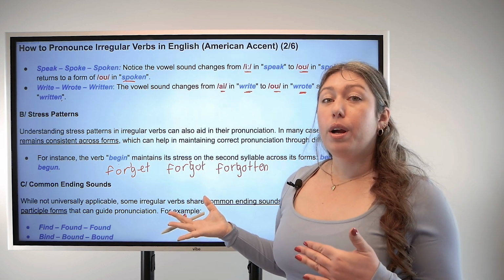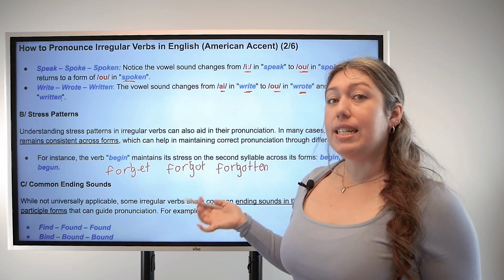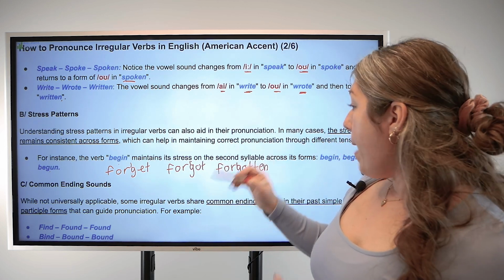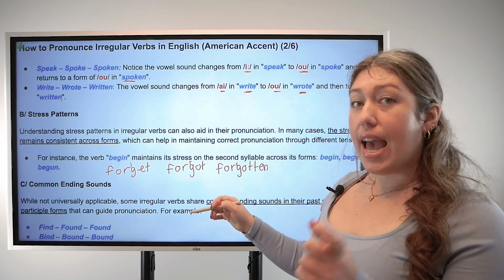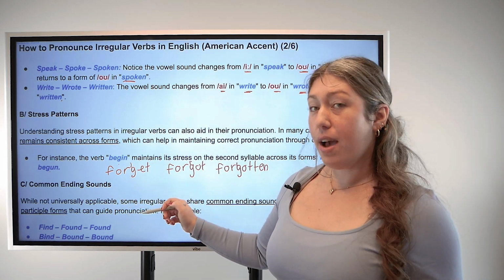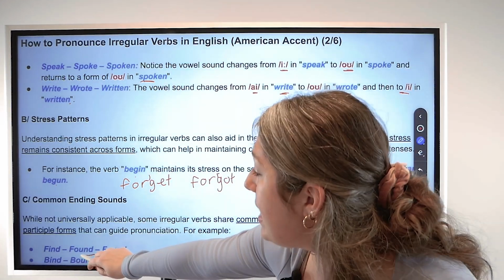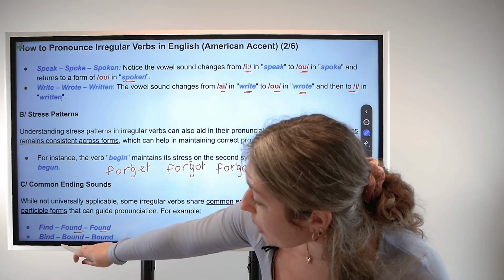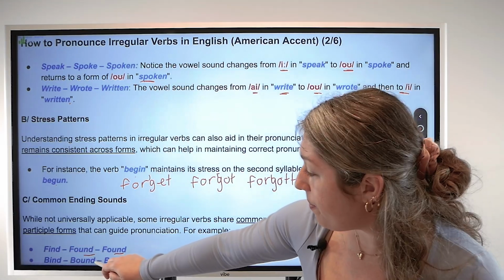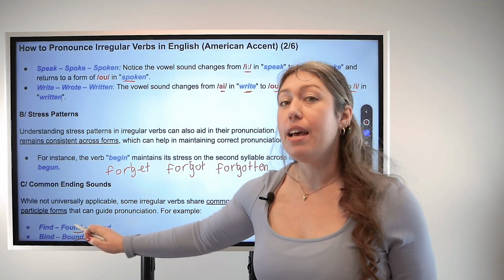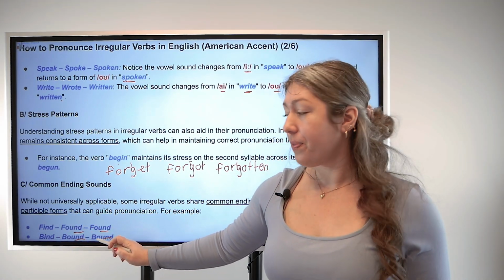Another pattern for pronouncing irregular verbs is the common ending sounds. So when we go from the past simple to the participle forms, the ending sound stays the same. For example, find, found, found. We have the same ending sound in the past simple and the participle forms. And also in bind, bound, bound. Same sound. Once again, find, found, found.